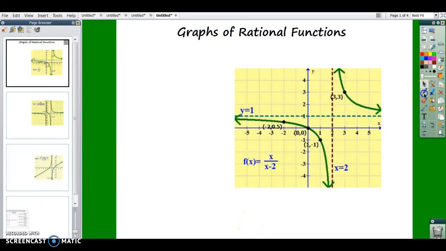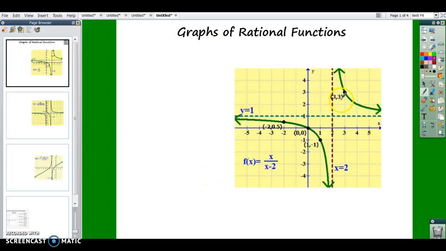Everyone, this is a quick little extra help video on graphs of rational functions. I have a couple different examples for you, things you want to look for, and then I will show you how to approach one of the problems in Acellus.